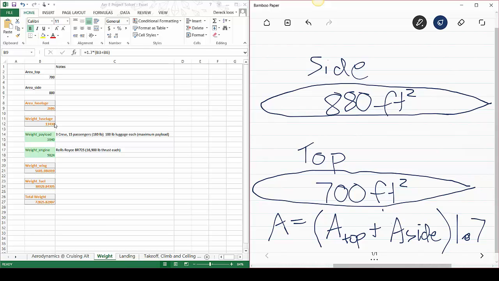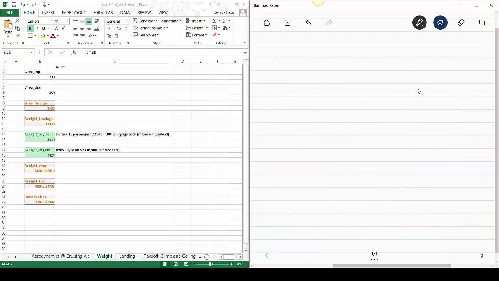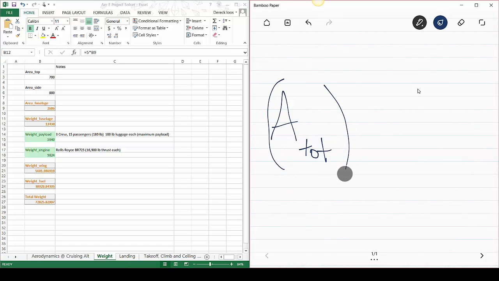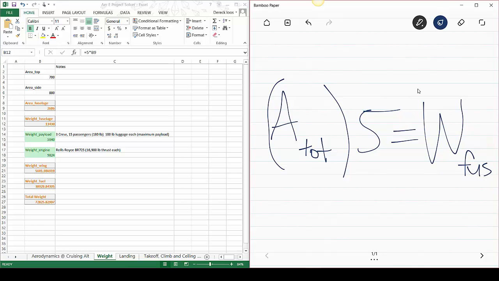And from there, you're going to pop those into your Excel workbook. And to get a weight for your fuselage, you're going to take your total area times 5 equals your weight of the fuselage.